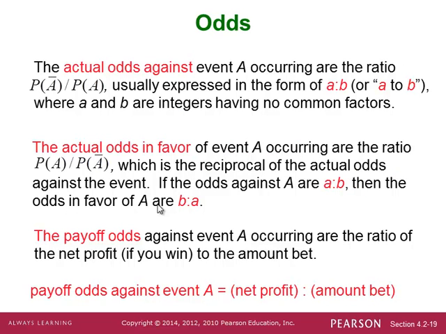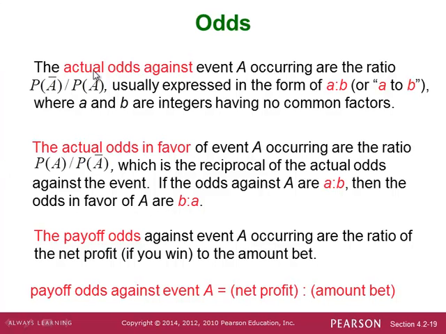So we've talked a little bit about probability. Now, the cousin of probability is odds. Remember, probability is a number between 0 and 1. When we talk about odds, odds are expressed as a ratio.